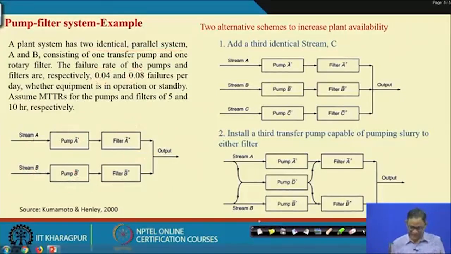Now, as a plant engineer, your full output is possible only when both streams work. So that means the full output requires both stream A and stream B, at least two parallel streams must work. Otherwise, if one of them works, then that gives you half output, and if none of them work, it gives you zero output. Suppose you want to improve the system, because in order to get full output, where full output requires both the streams to work, it is quite likely that one of them may fail, and under such a situation there will be huge loss.